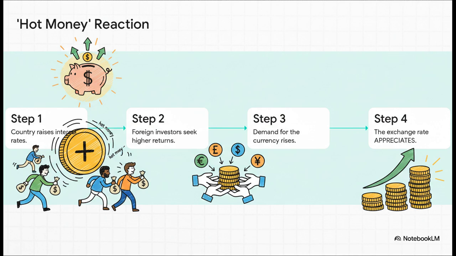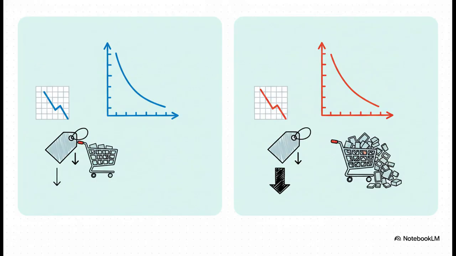This acts like a giant magnet for what economists call hot money, foreign investors looking for a better return. To get that higher return, they have to buy the local currency. This, of course, pushes up the demand for it. And what happens when demand goes up? The price, the exchange rate, rises. The currency appreciates.